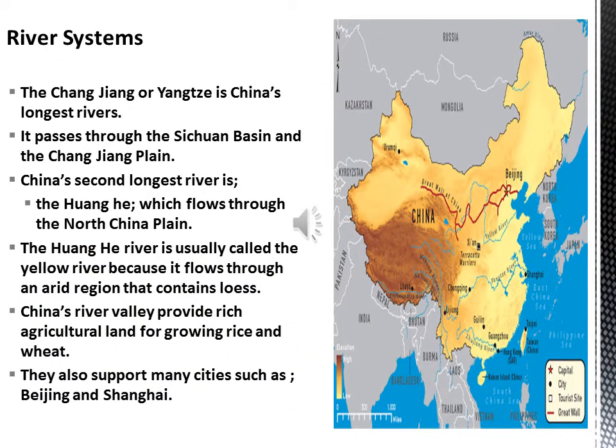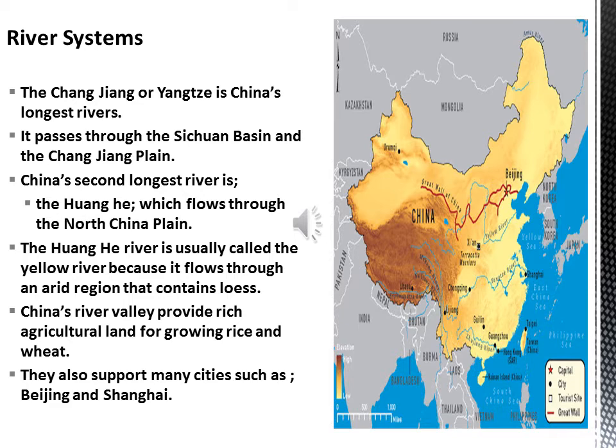The Changjiang or the Yangtze River in China is the longest river there. It passes through the Sichuan Basin and the Changjiang Plain. We have another long river also, which is China's second longest river. It's the Huanghe, which flows through the North Chinese plains. This Huanghe is called the Yellow River because it flows through an arid region that contains loess.